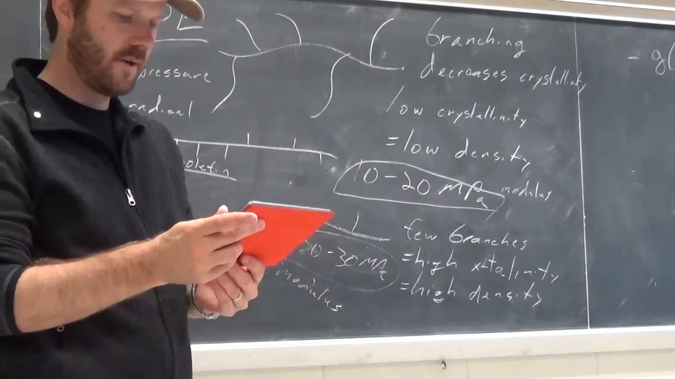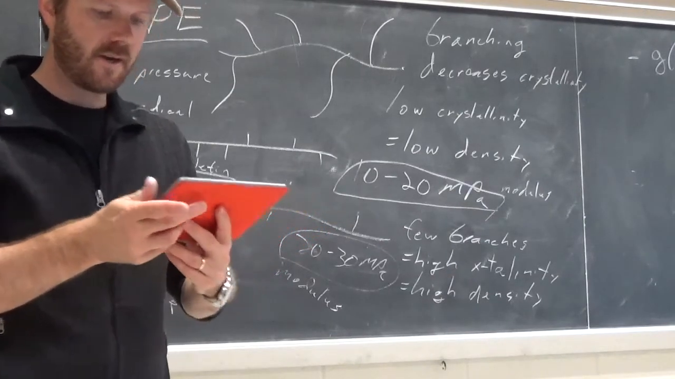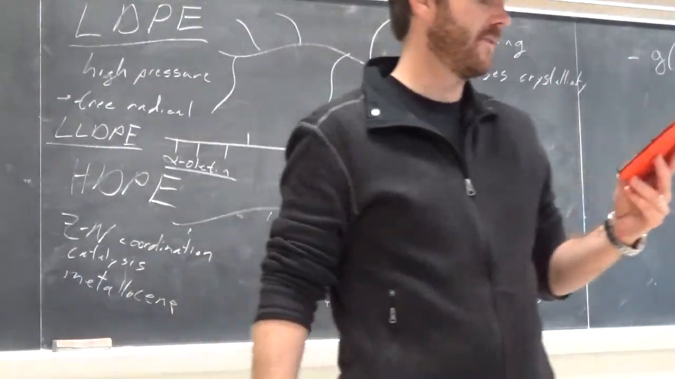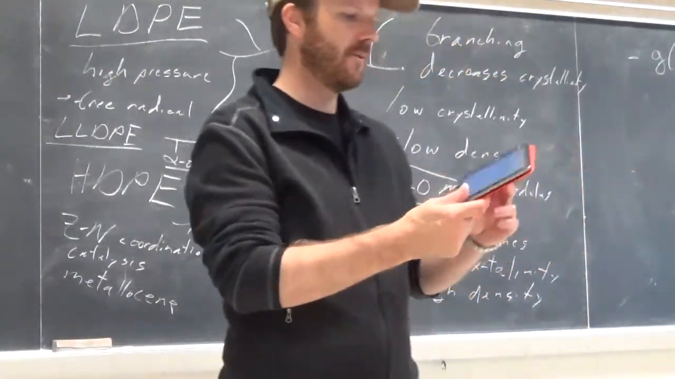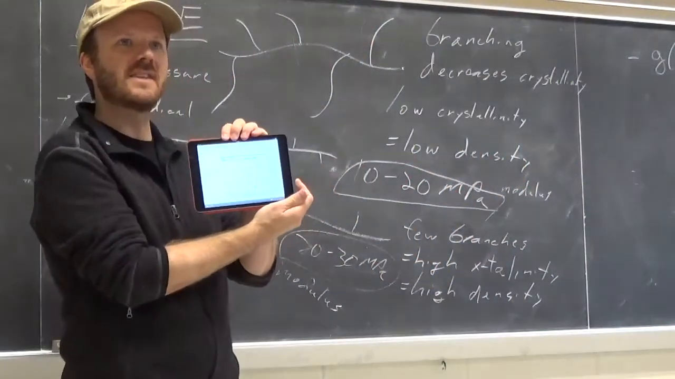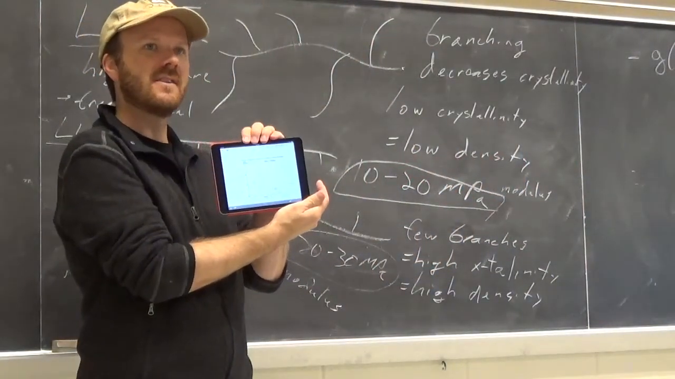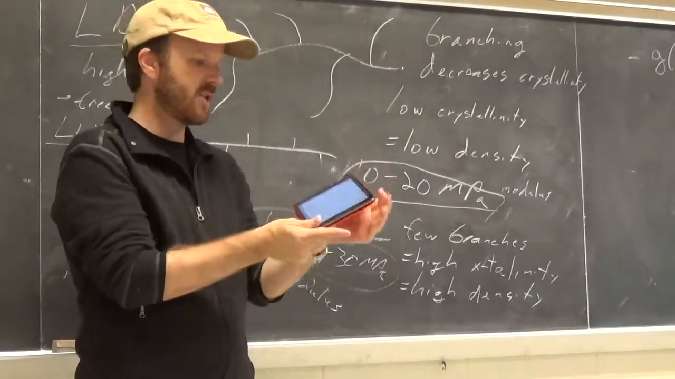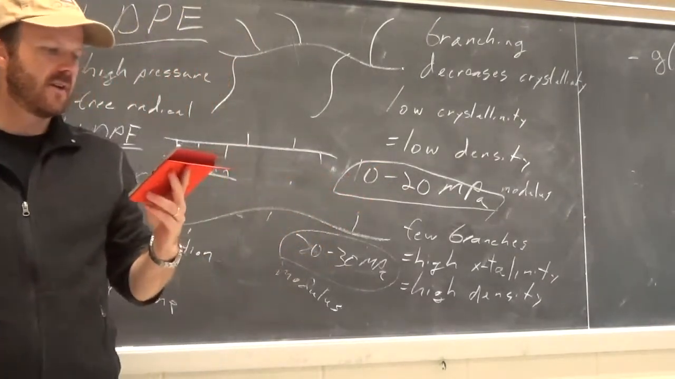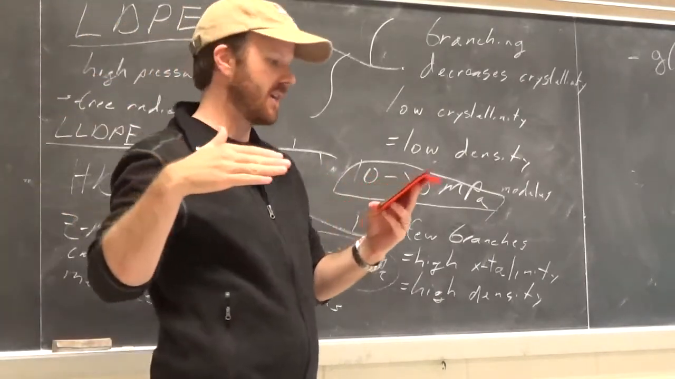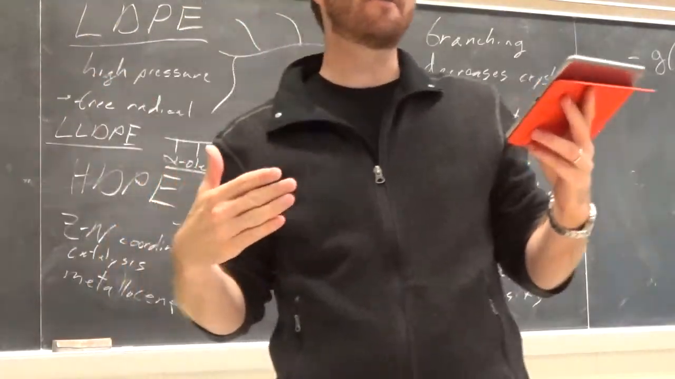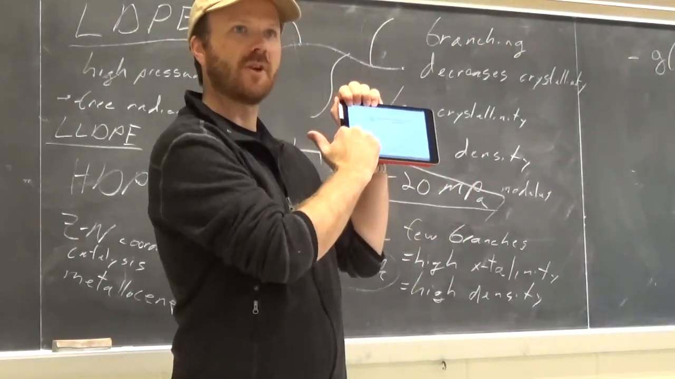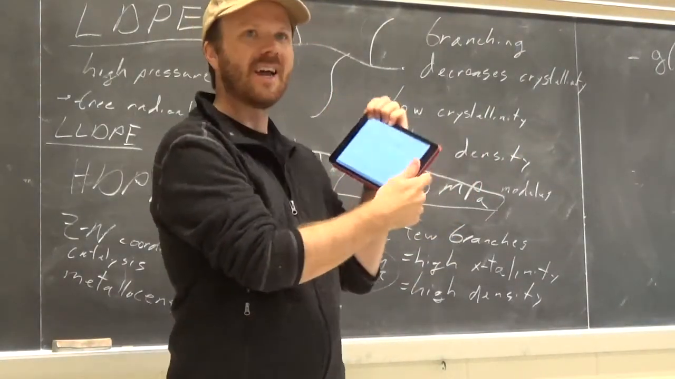Yeah, so in notes 4, slide 10, we have this plot of density versus yield strength. That spans low density polyethylene, linear low density polyethylene, and high density polyethylene. The density on the bottom here goes from 0.91 all the way to 0.96.